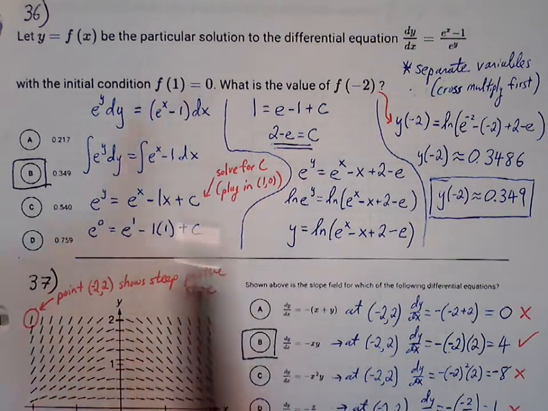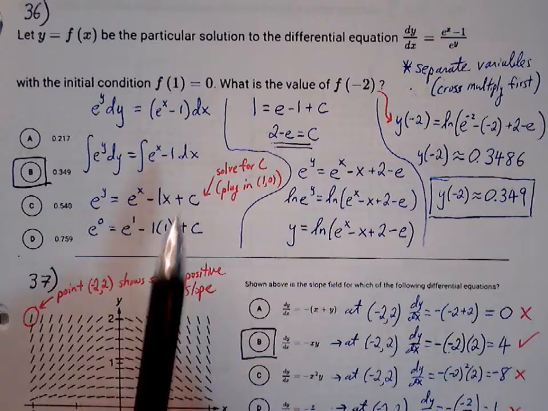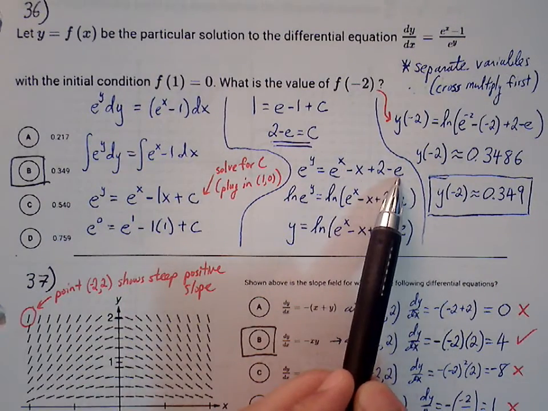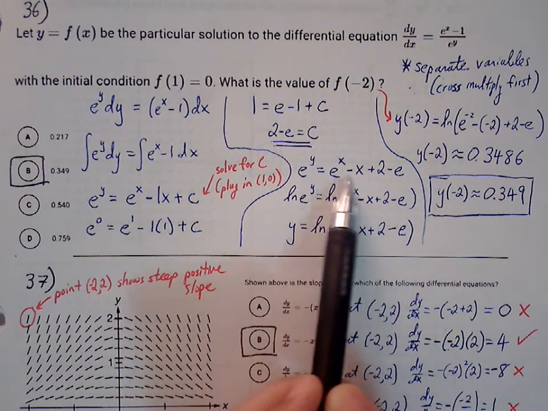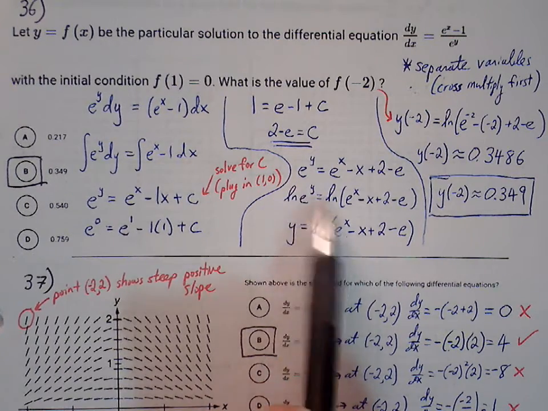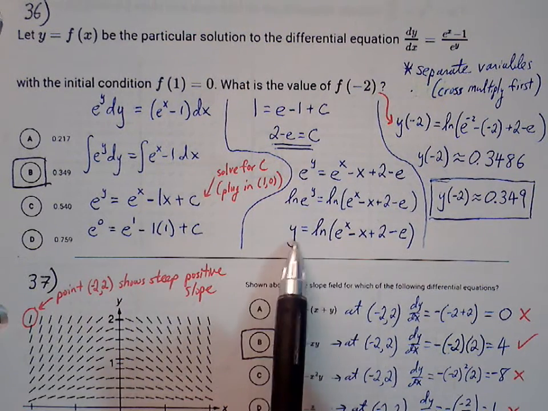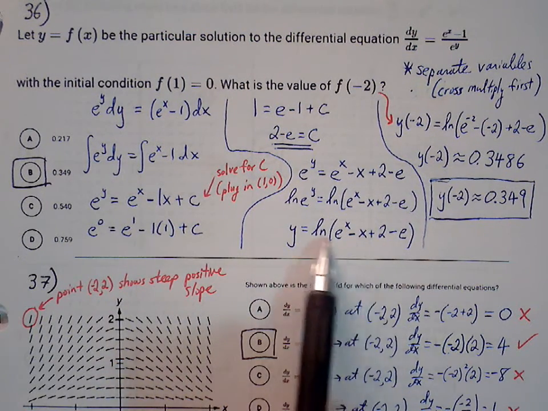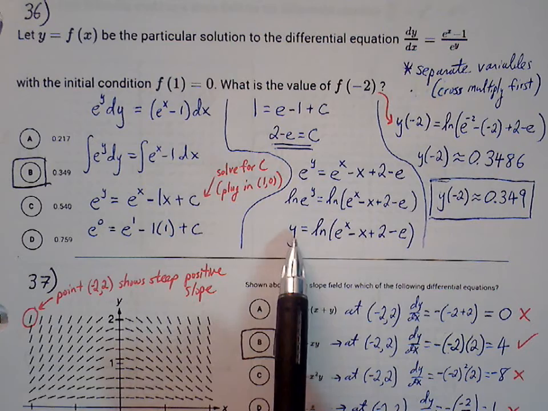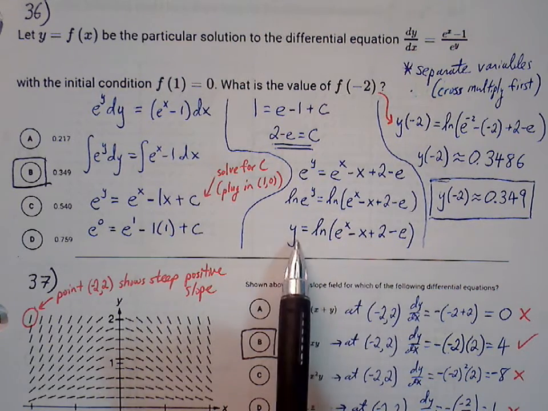So I'm going to update my equation here. Replace the c with 2 minus e. And now I just need to find a way to solve for y. So if I take the natural log of both sides, I can then find a way to bring that y down in front. Once that y comes down in front, then I have my general equation. Or sorry, I have my specific equation because my c has been resolved, y is by itself.